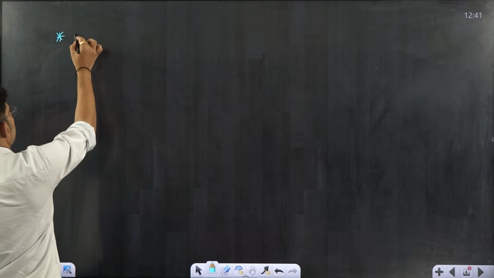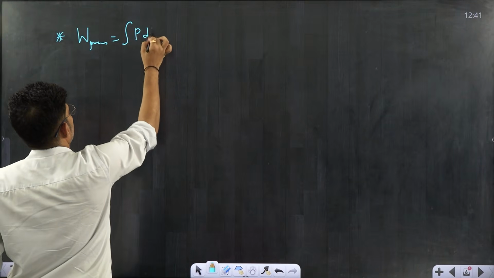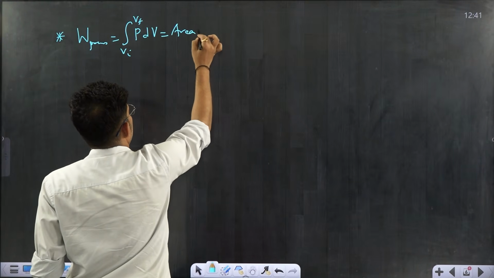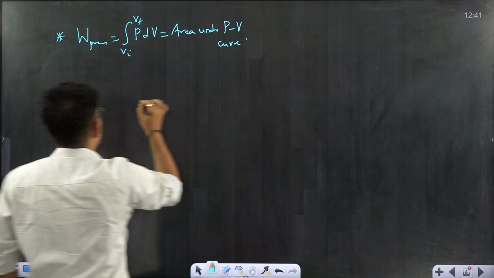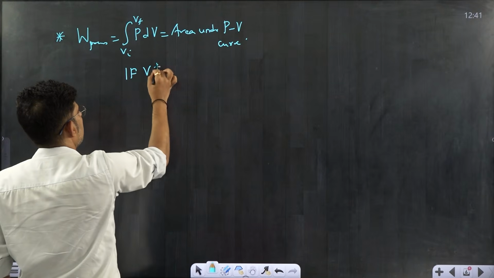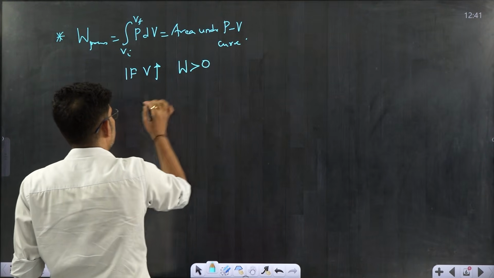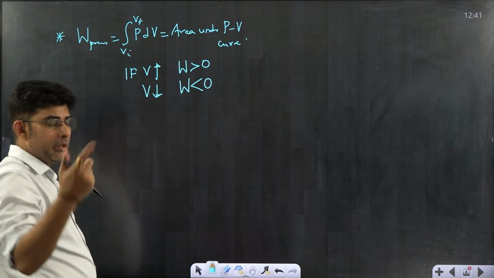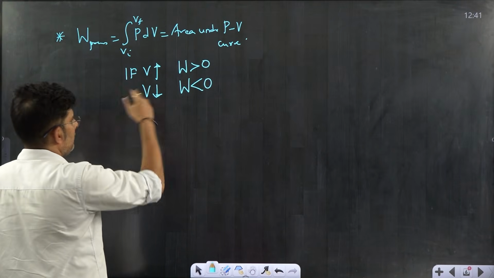Now, apart from this, what you have to keep in mind is, when I said work done in a process is integral P dV from Vi to Vf, this is also equal to the area under the PV curve. So if volume increases in a single process, work done is positive. Expansion, work done positive. Volume decreases in a single process, work done negative. If there are multiple processes, you will add all those work done accordingly.